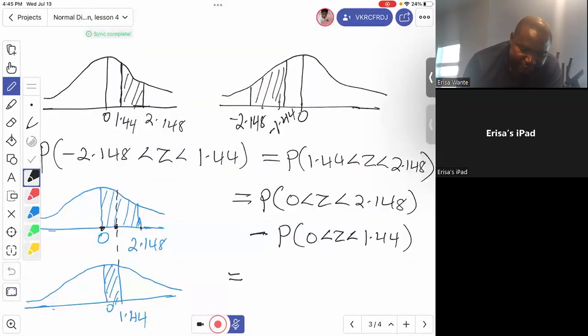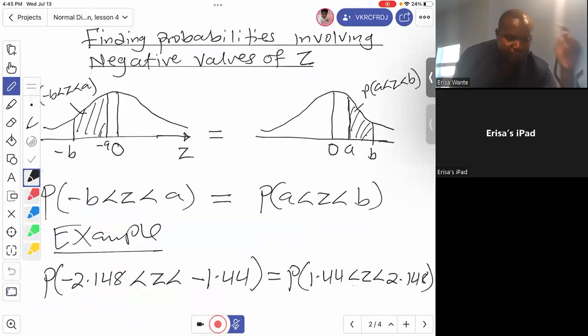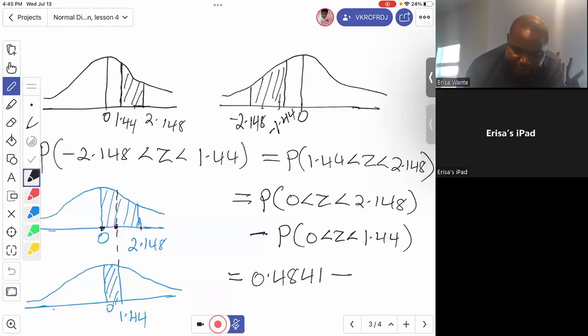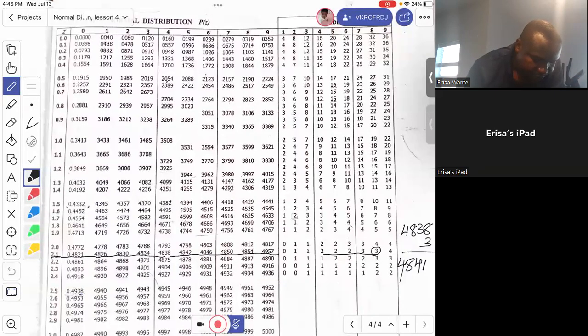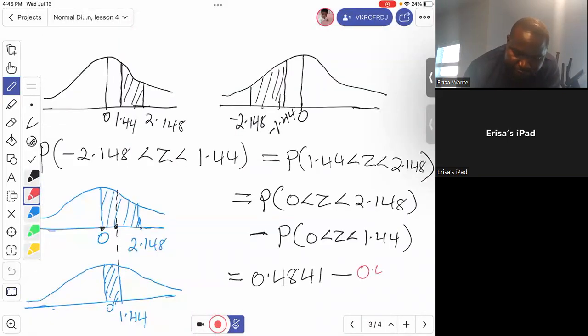So this is 0.4841 minus. So we go ahead and read for 1.44. The area here is 1.44, which is 4251. So I have 0.4251. So I subtract these two, okay?